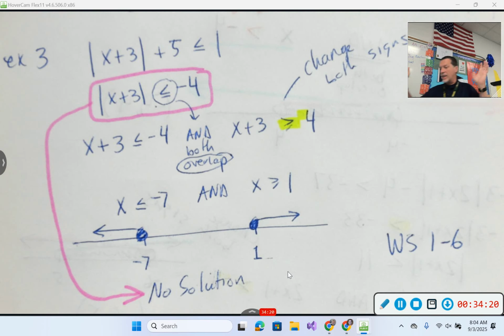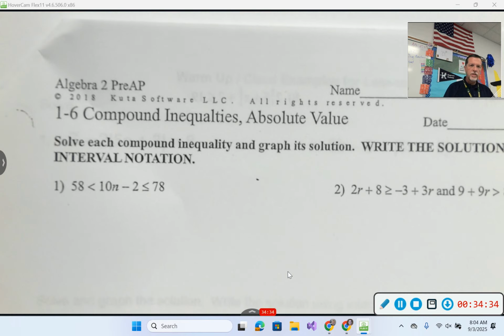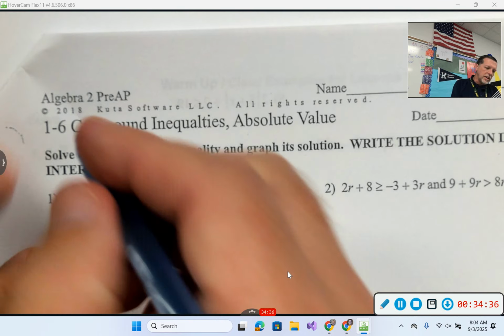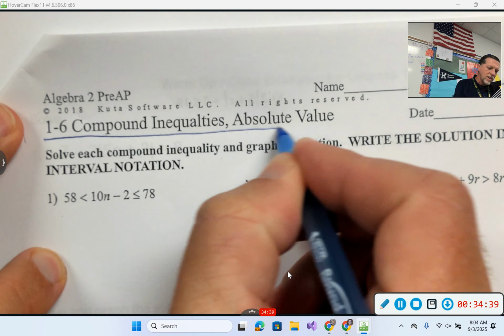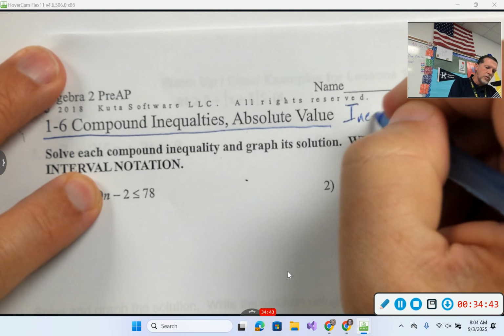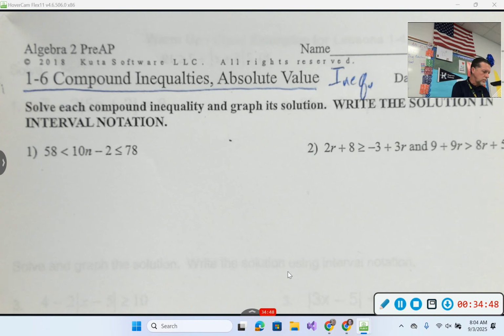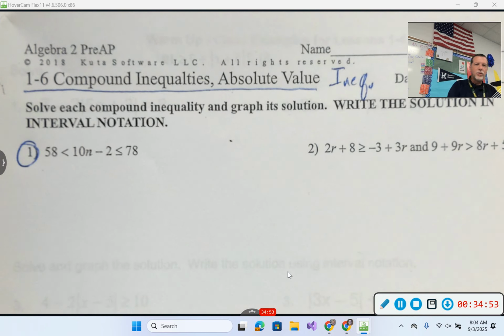All right, finally we get to use the packet again. Let's look at the packet. First period packet is somewhere. So, conveniently enough, the worksheet is 1.6, compound inequality and absolute value. I guess we should add this to the title, absolute value inequality. Why don't you try number 1?